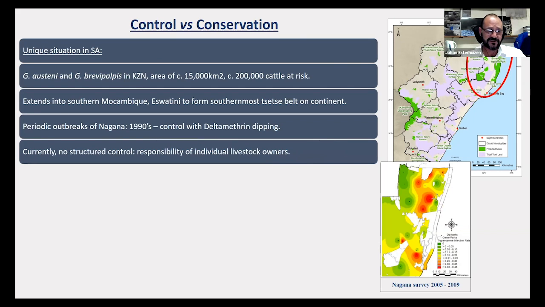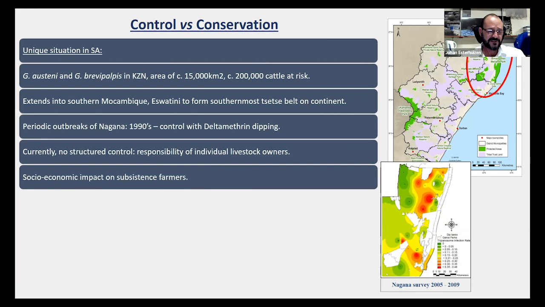Currently, there's no structured control going on, so it is now the responsibility of individual livestock owners. Basically, in South Africa, although it's a national veterinary problem, national government says it's a provincial problem. The provincial government says, well, it's only in a part of our province, so it's actually a farmer's problem. So this is something the ARC is working on, to get all these stakeholders involved and to get a more structured control program going.